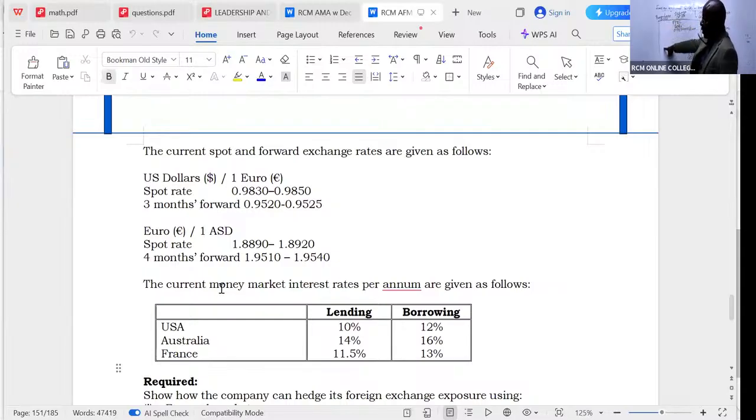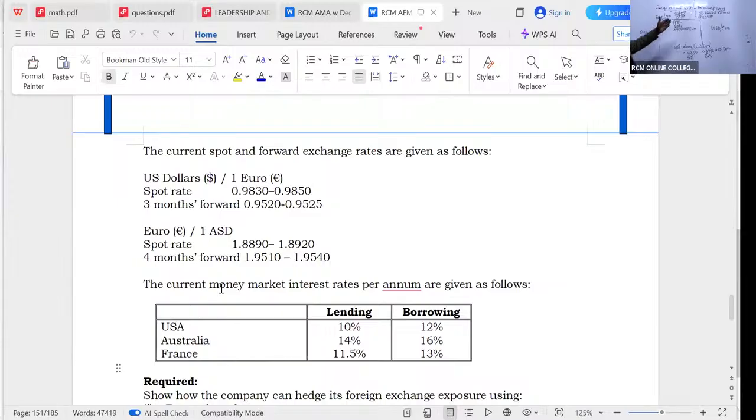We are borrowing the euro, isn't it? So then should I use 13 or 11.5? Watch out, you may go wrong. Should I use 13? Remember, France is the euro. USA is US dollar. Australia is Australian dollar. France is the euro. And you told me, teacher, that we are borrowing the euro, and the borrowing rate of the euro has been given there as 13%, 0.13.